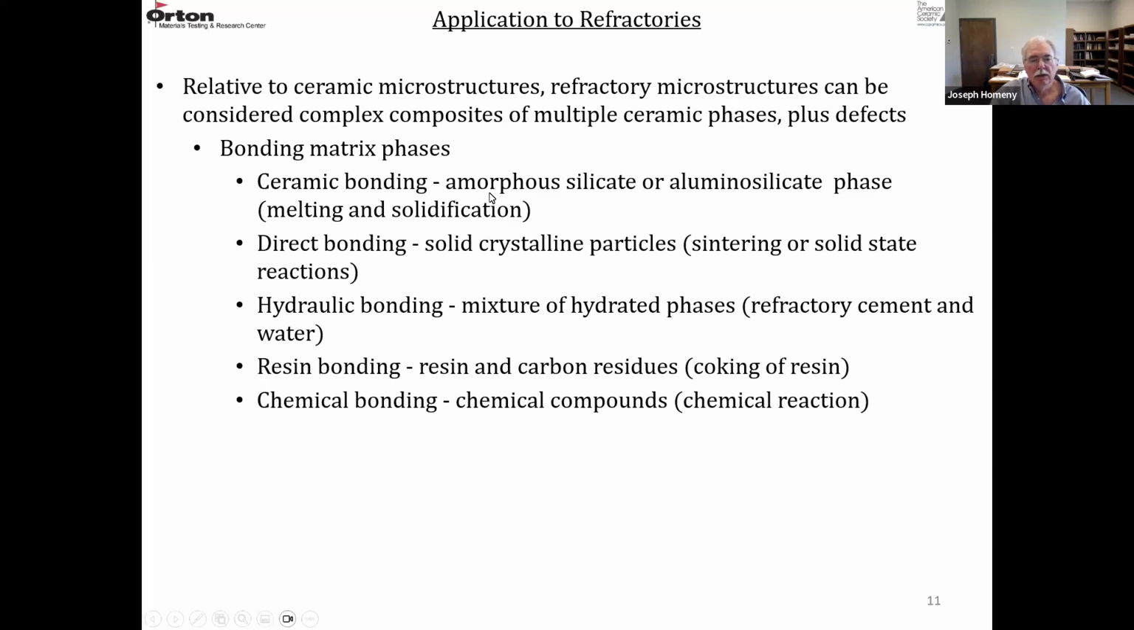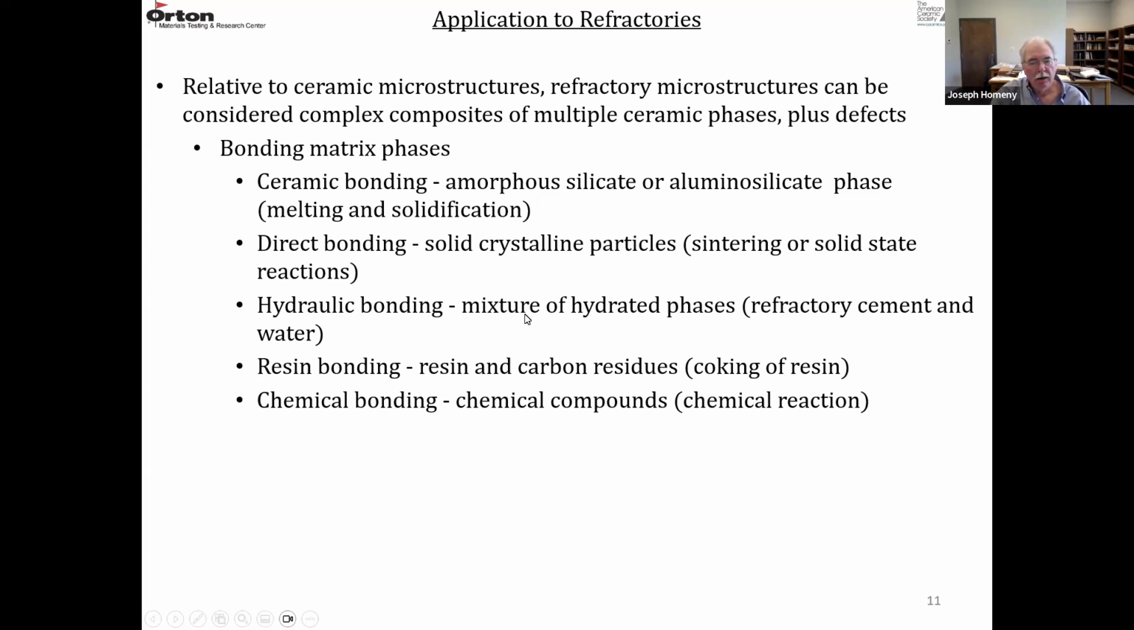Ceramic bonding, a silicate glass or aluminosilicate phase. These are amorphous. They melt and then solidify. So they melt at the firing temperature, the use temperature, and then solidify upon cooling. You can have amorphous or aluminosilicate phases. Direct bonding. This is where you have solid crystalline phases in contact with each other. That's as a result of sintering or solid state reactions.